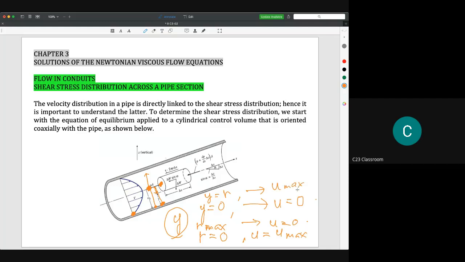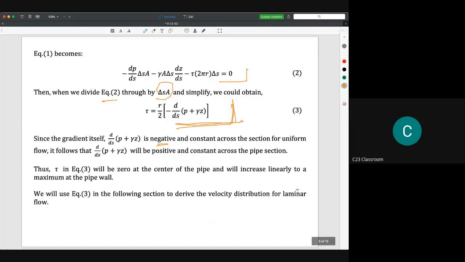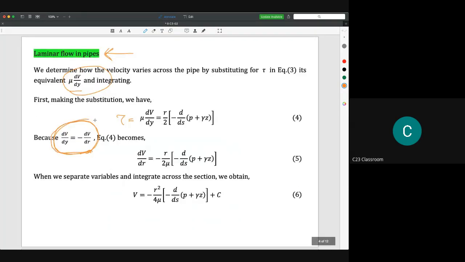So if you see this one, if you draw a graph, you will find that the gradient of that graph is actually reversed. So that's why we make the assumption that dv dy is equal to minus dv dr. Okay, please assume like this, because this is the explanation of Poiseuille. Poiseuille changed the orientation from the Cartesian coordinates to the polar coordinates.